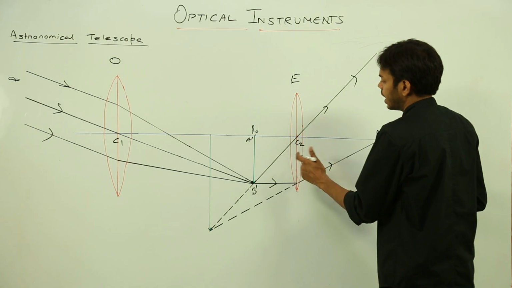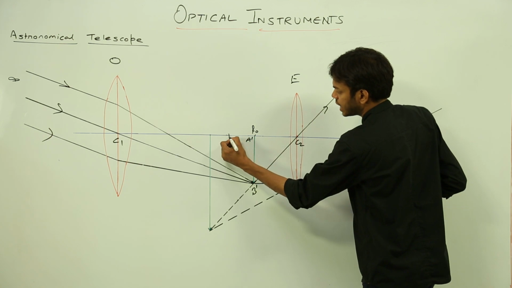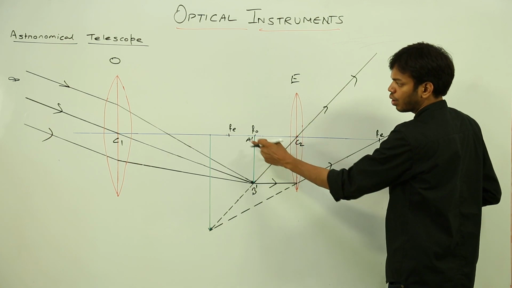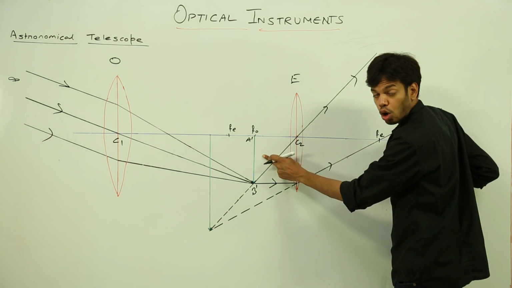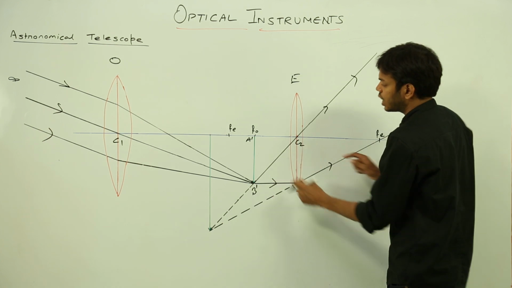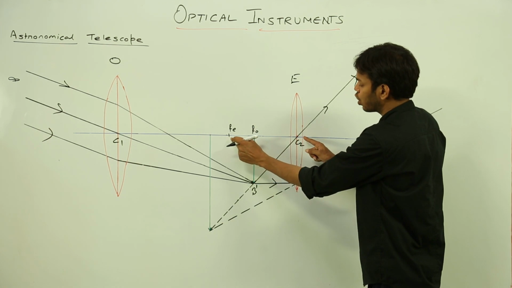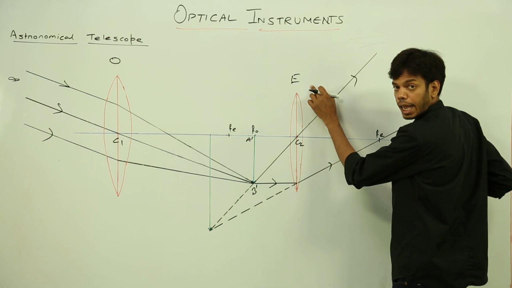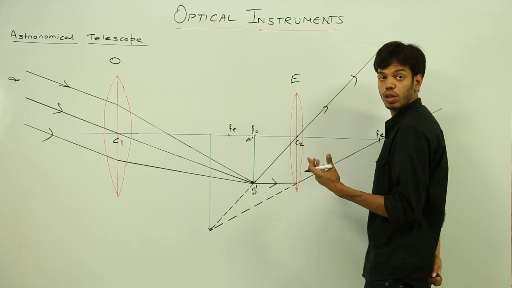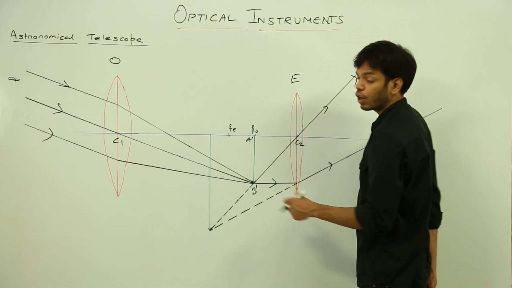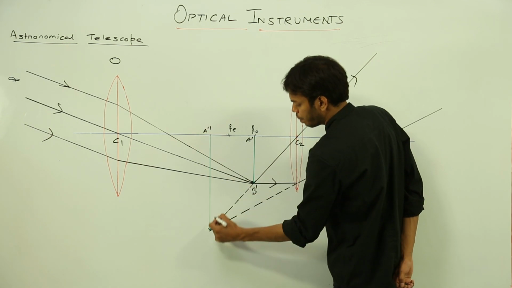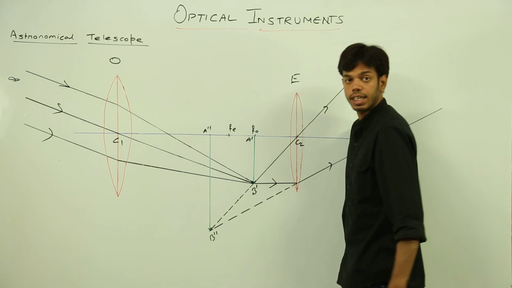But here the focal point of the eyepiece is up to this point. That means the image of the first lens, which is serving as an object for the second lens, that is A dash B dash, is within the focal length of the eyepiece, due to which a virtual image is going to be formed, virtual and erect. So this image, which is virtual and erect for this object, is getting formed at some point, right?